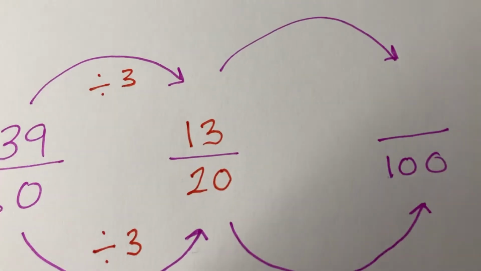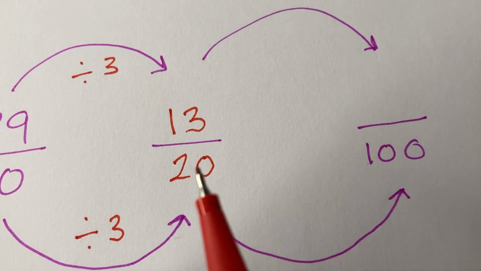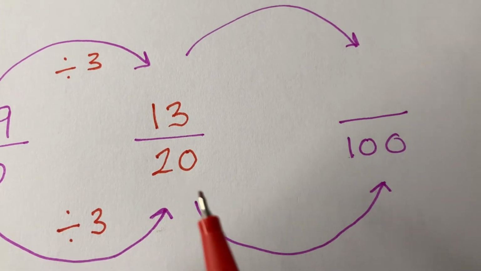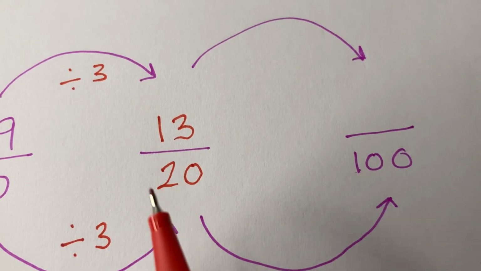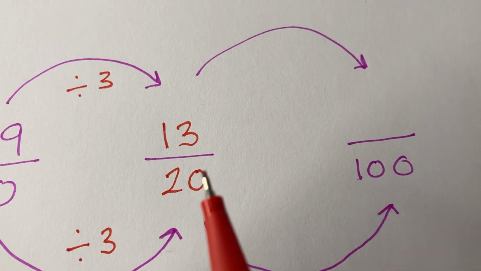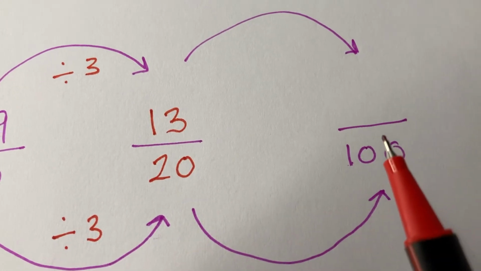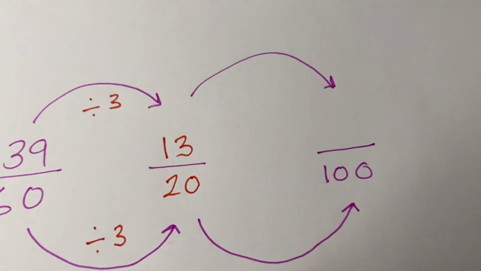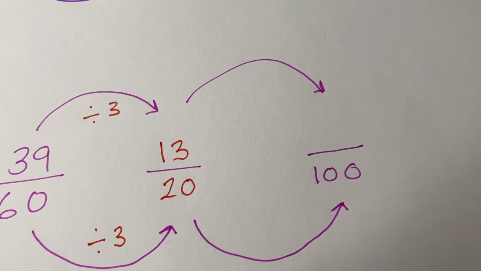And guess what? Look at that fraction. Yes, you can turn that fraction into out of 100 now because I've got 20 as a denominator, and I know that 20 can be multiplied and turned into out of 100. What can I multiply 20 by to make it into 100?